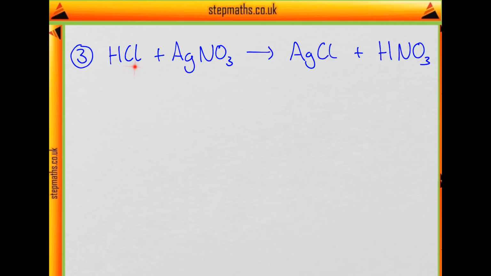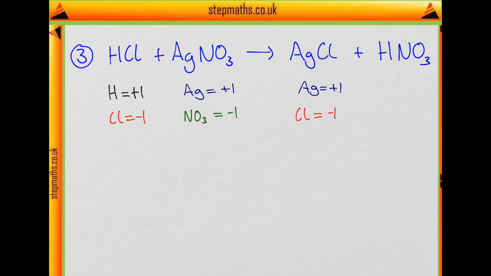For equation 3, we have HCl plus silver nitrate goes to silver chloride plus nitric acid. So looking at HCl, the hydrogen has a plus 1 oxidation state, and the chlorine has a minus 1 oxidation state. Now the silver nitrate, silver has a plus 1 oxidation state, and the nitrate has a minus 1 oxidation state. Looking at silver chloride, silver has a plus 1 again, and chlorine has a minus 1. And for nitric acid, the H has an oxidation state of plus 1, and then NO3 has an oxidation state of minus 1.